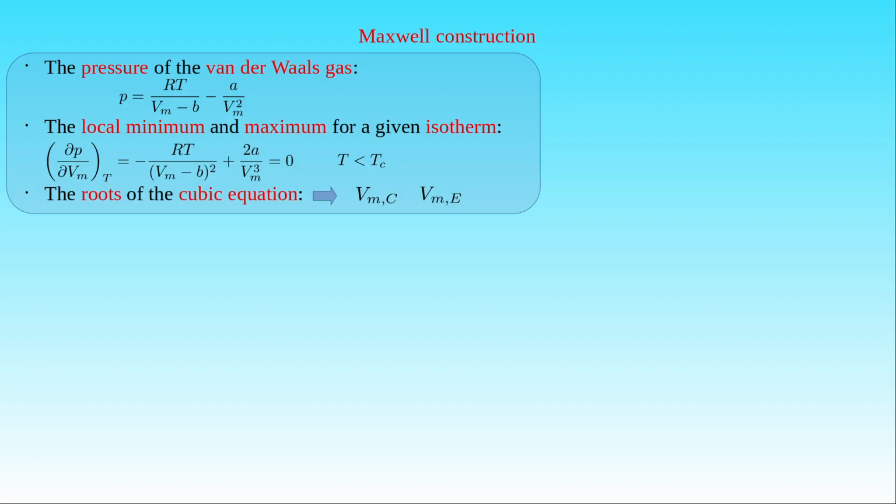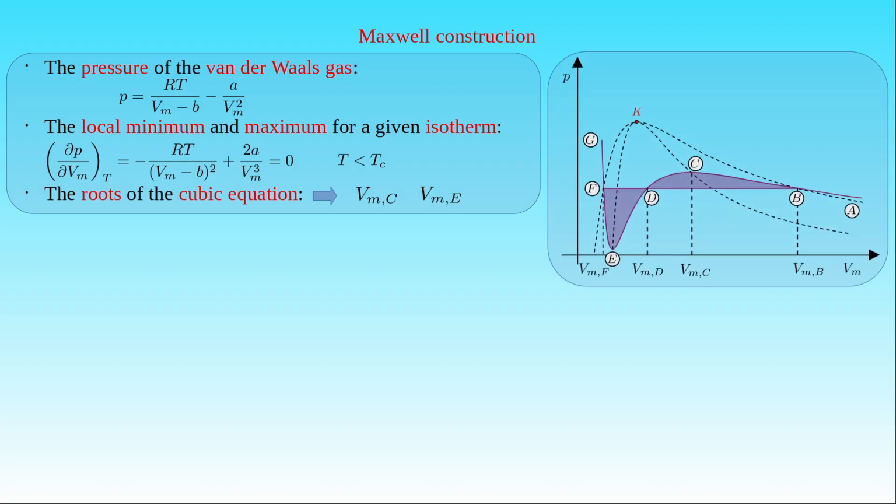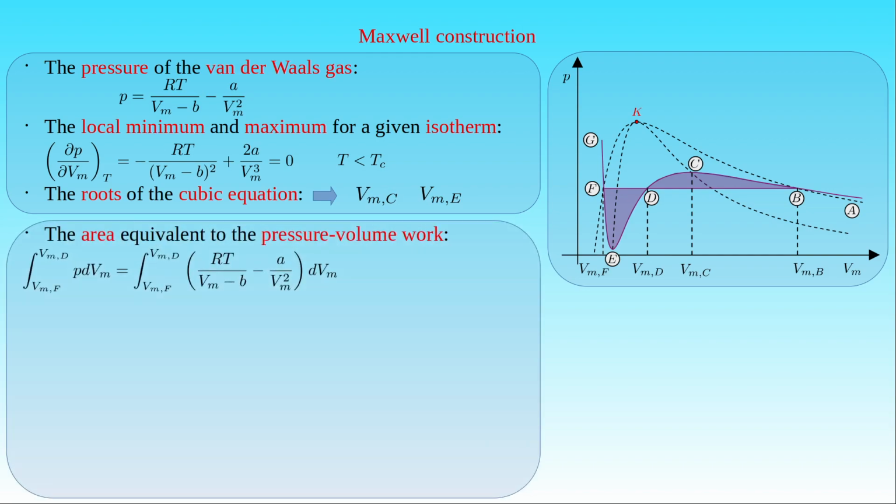In order to compute the area in the pressure-volume diagram equivalent to the pressure-volume work for an isothermal process, we will evaluate the integral of the pressure with respect to the molar volume between the minimum and maximum molar volumes occupied by the gas during its evolution. For example, the area under the isotherm between the molar volumes V sub mf and V sub md is given by the integral of the pressure P with respect to the molar volume Vm with the lower and upper limits V sub mf and V sub md. If we insert the pressure of the van der Waals gas into this expression, and perform the integration, then we need to evaluate the primitive function given by the natural logarithm of R times T over the difference between Vm and B, plus A over Vm.